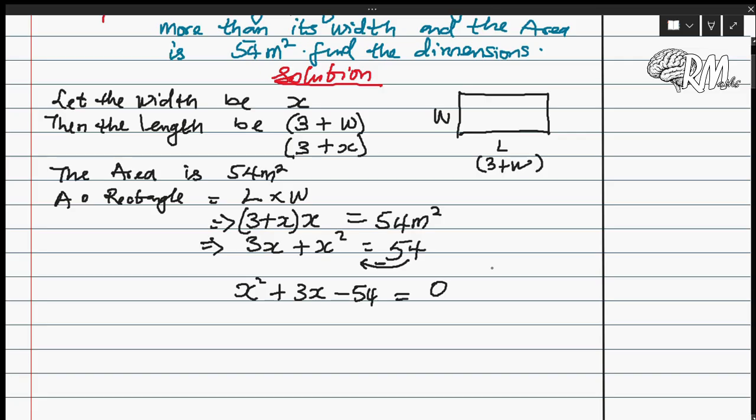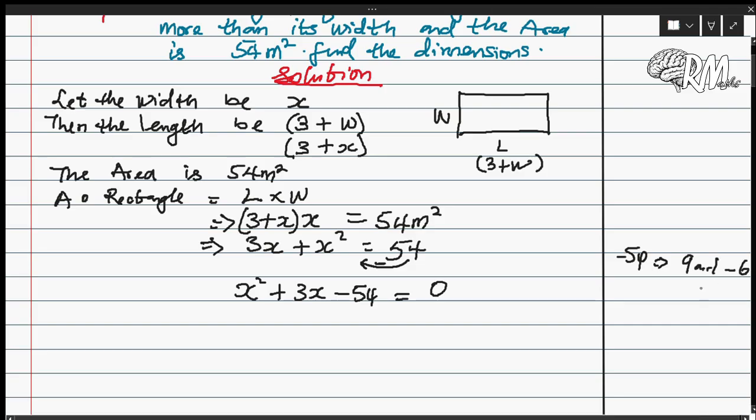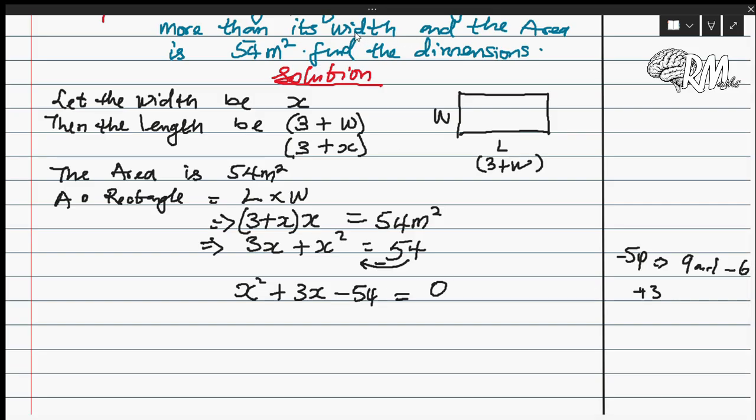The next thing, just like we did, we have to find two numbers that when I multiply them, the product gives me minus 54, and when I add them, it gives me 3. The numbers will be 9 and minus 6. If I multiply 9 by minus 6, it gives me minus 54, and if I add them, it gives me 3.